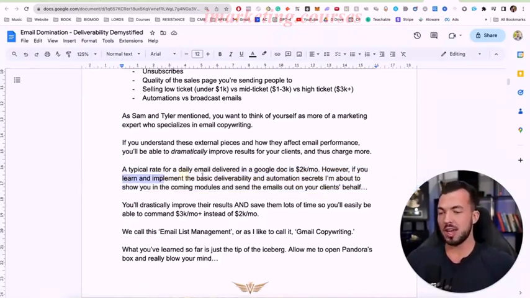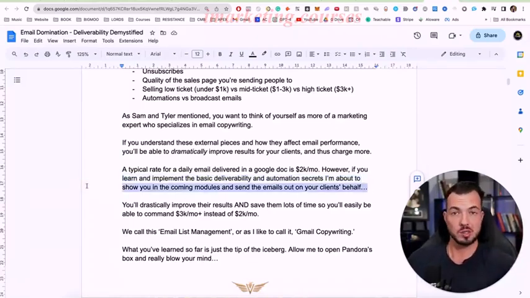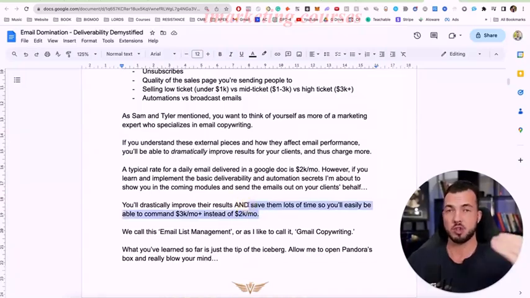However, if you learn and you implement the basic deliverability and automation secrets that I'm about to show you in this module and the next module, and you actually send the emails out on your client's behalf, so they don't have to lift a finger, they don't have to push a button, the emails go out. Well, one, you'll dramatically improve their results because of the deliverability and automation secrets that I'm about to show you. And you'll also save them a lot of time because you'll be sending the emails for them instead of them having to manually copy paste, maybe edit them a bit, send them out, right? So you save them time and you improve results. So you can easily justify charging $3,000 a month instead of $2,000 a month. And there are some people who do this who charge $4,000, even $5,000 a month or more. So the sky is really the limit.